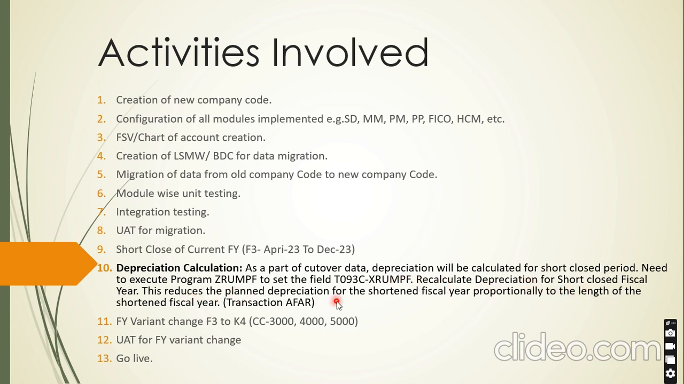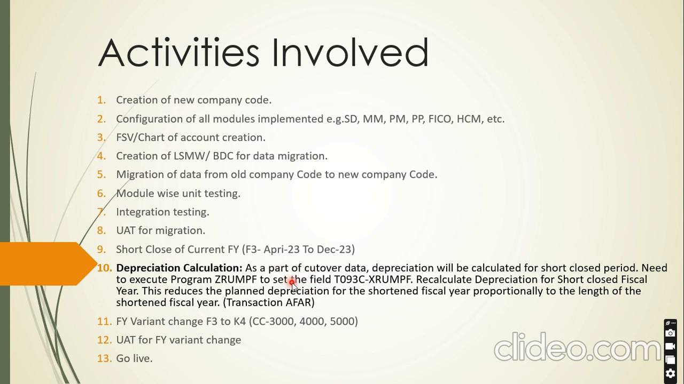This reduces the planned depreciation for the shortened fiscal year proportionately to the length of the shortened fiscal year, transaction CFER. The reason is that initially it is calculated for 12 months of depreciation; if you run the recalculate, the depreciation level calculations will be changed accordingly. Those need to be considered. Fiscal year variant change from F3 to K4 for company codes 3000, 4000, 5000. For all the company codes where these changes happen, the depreciation calculation process needs to be cross-checked.